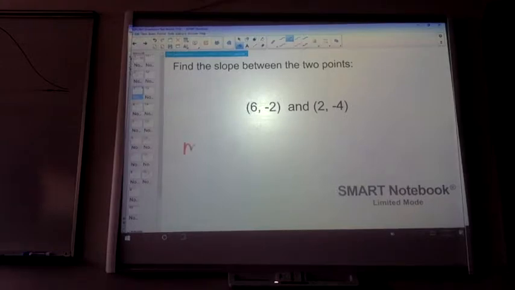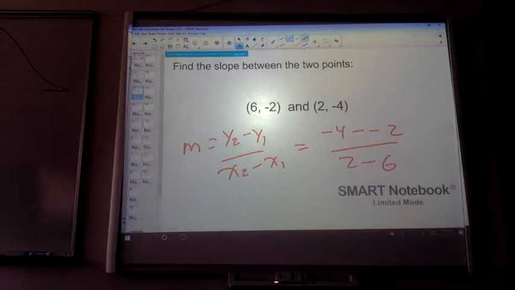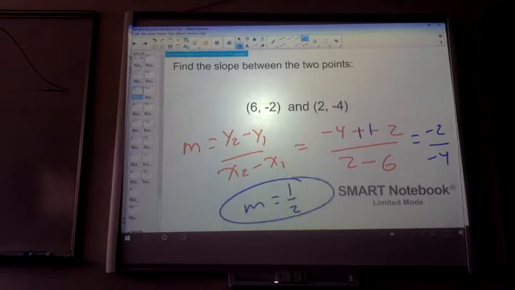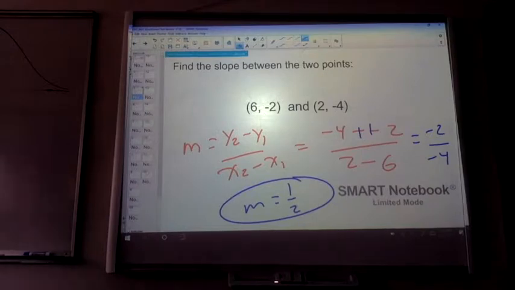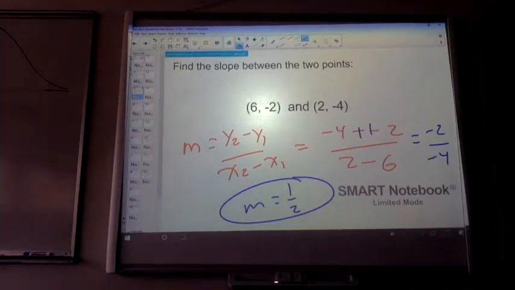Let's find the slope again, so I'm going to write the slope equation. So look up here if you need the slope equation. Slope is a half, reduced from 2 over 4. Any questions on that one? Well, I had a negative on top and a negative on bottom. Negative over negative is positive.